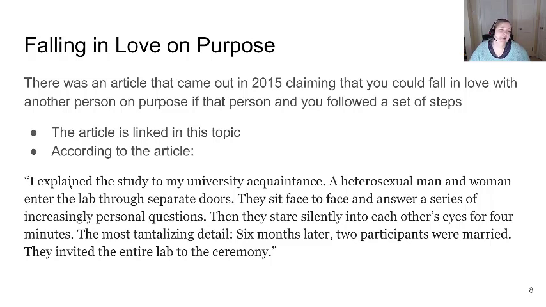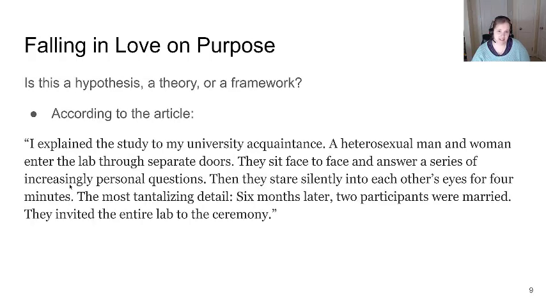They invited the entire lab to the ceremony. Now, this sounds a little apocryphal to me, but who knows? Okay. And mind you, it looks like they don't make predictions regarding people who aren't specifically heterosexual men and women. So, it makes predictions, right? Or at least maybe there's a null hypothesis in here somewhere.